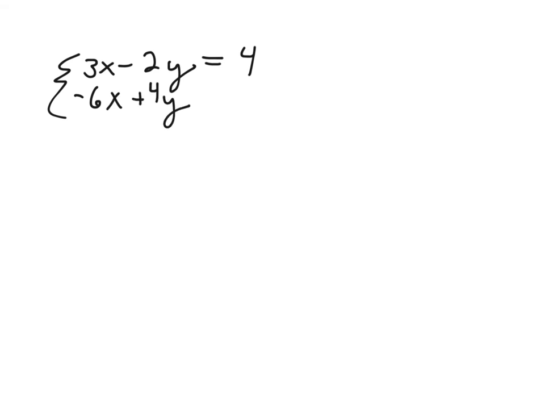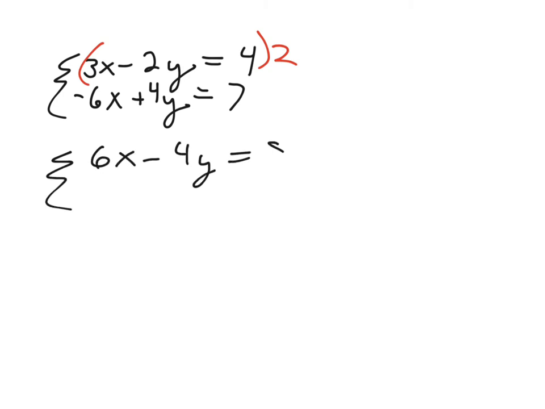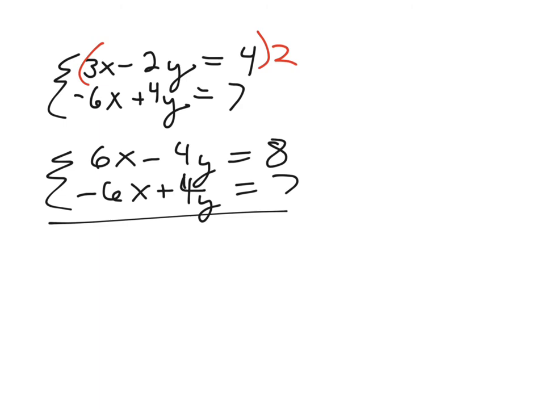Okay, now let's talk about some special cases. Let's look at this system. On this one, I need to multiply here by 2 to make that first term 6x. So we get 6x minus 4y equals 8. And over here we have negative 6x plus 4y equals 7. Now you see that everything cancels on the left-hand side, but I get 0 equals 15. But this is not true. Okay, 0 does not equal 15.